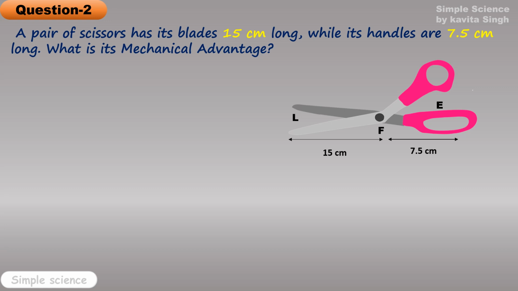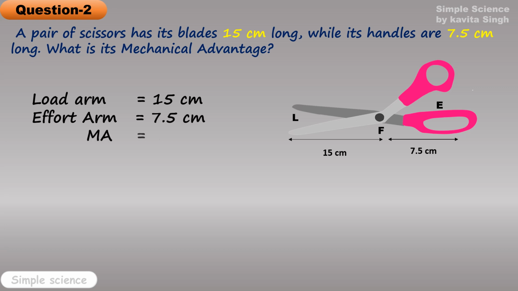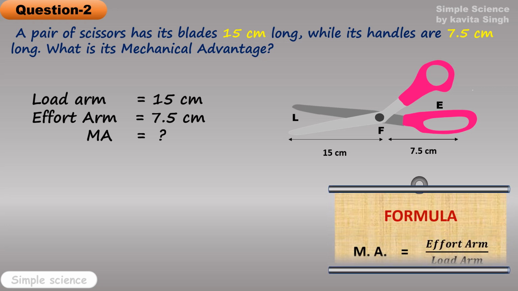So load arm is nothing but length of the blades, which is equal to 15 centimeter, and effort arm is nothing but where effort is applied, handles 7.5 centimeter. So load arm is 15 centimeter, effort arm is 7.5 centimeter. What is the mechanical advantage? Formula is MA is equal to effort arm upon load arm.